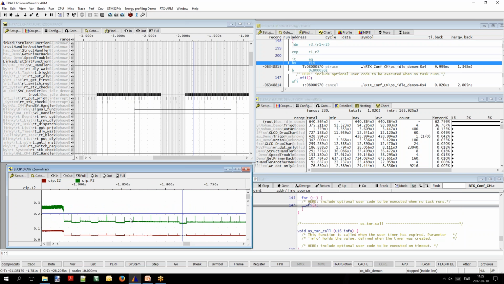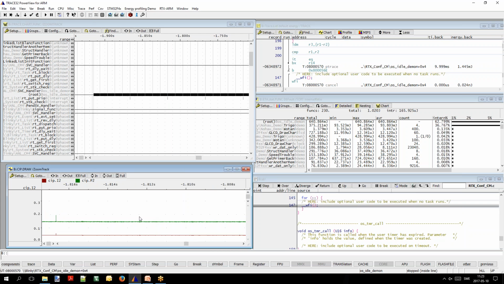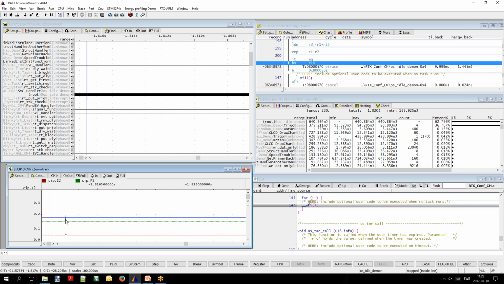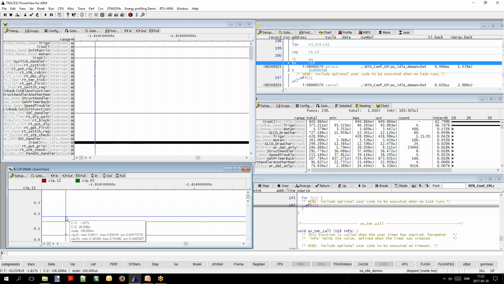As you see, I have quite regular power peaks here, and if I measure the distance between two of them, I see it's about 10 milliseconds, so I suspect this is the SysTick causing this power peak. If we go in and have a look in the trace chart, we see that the blue line here is equal to where the blue line is here. So this is due to the SysTick handler that is causing these small power peaks.